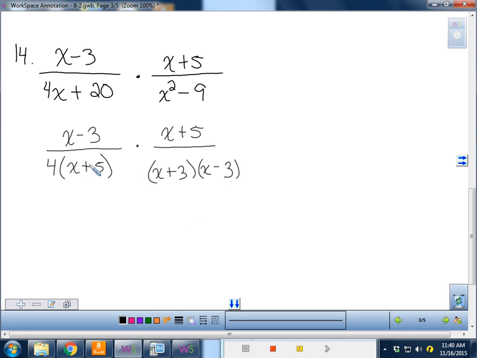So I notice I have an x minus 3 on top and x minus 3 on bottom. So that leaves me with a 1. X plus 5 on top, x plus 5 on bottom. That leaves me with 1. 1 times 1 is 1. And on bottom I have 4 times x plus 3, so I distribute. That would give me 4x plus 12.